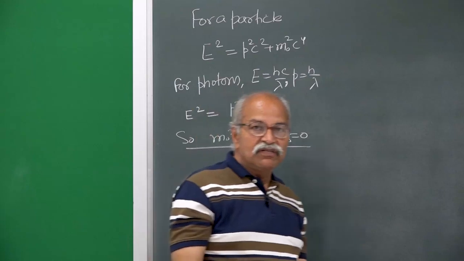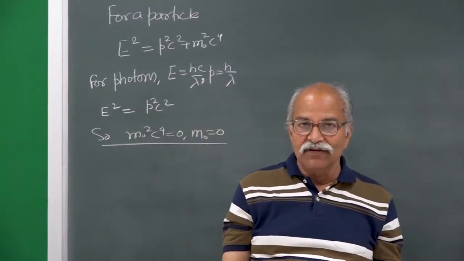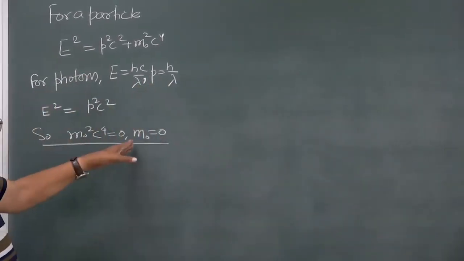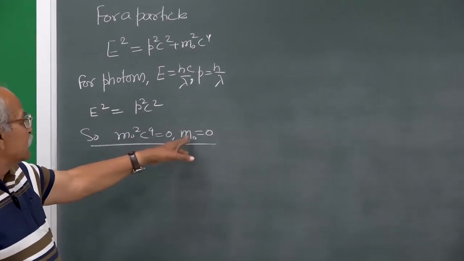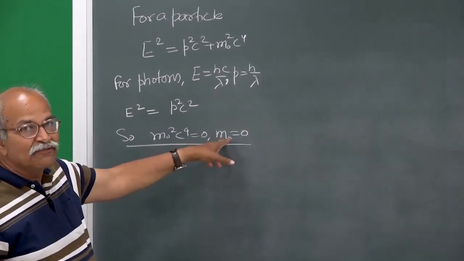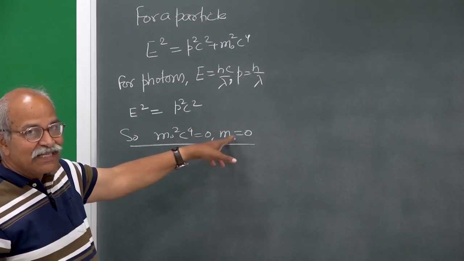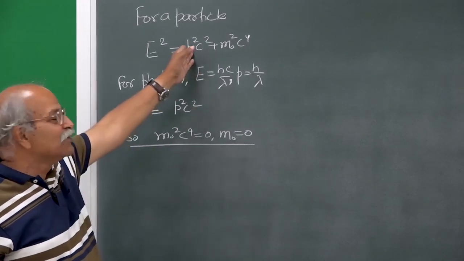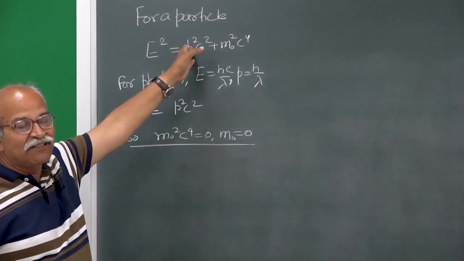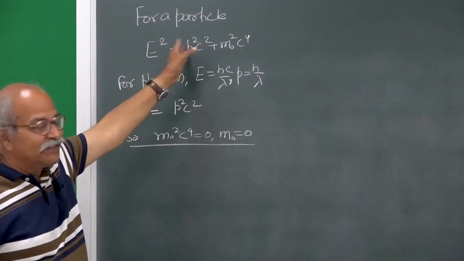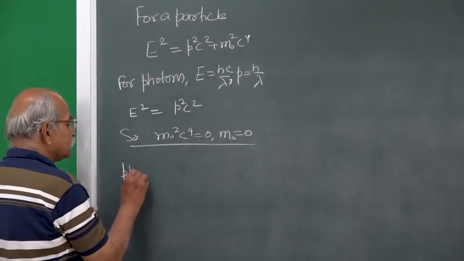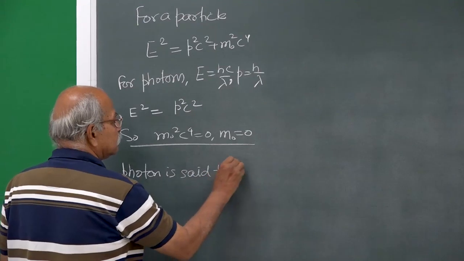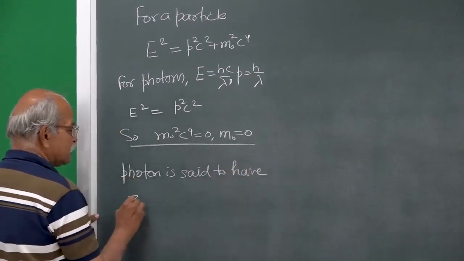So, though it is not very practical, people still call this m naught the rest mass of the photon, and say that the photon has 0 rest mass, so that this formula can be uniformly applied irrespective of whether you have a photon or a material particle. And therefore, photon is said to have 0 rest mass.